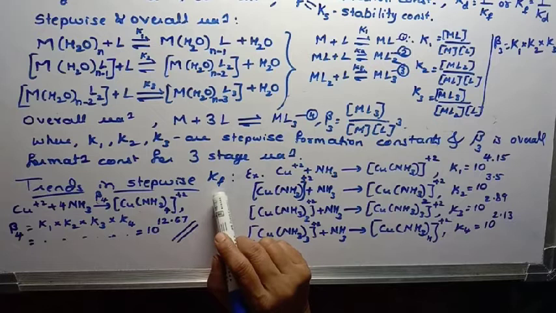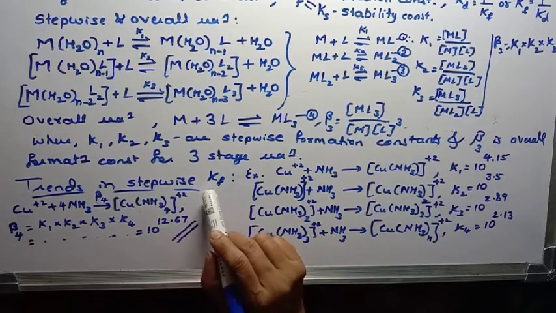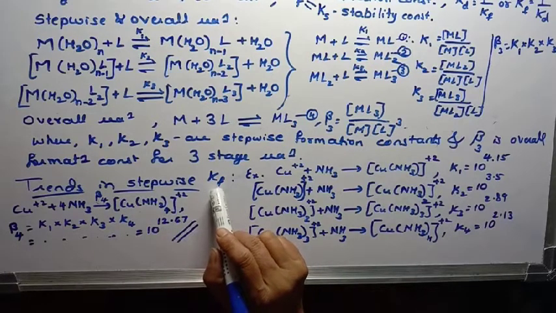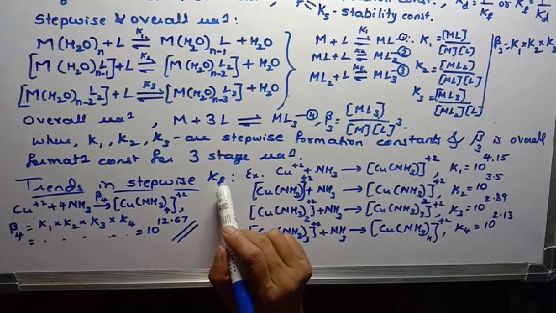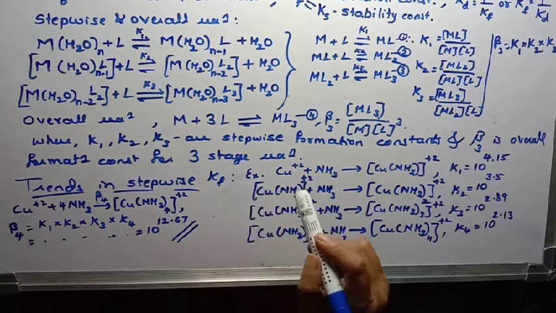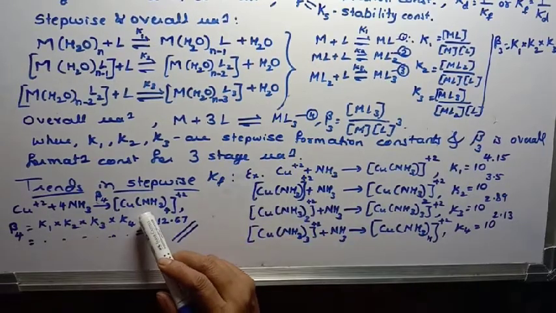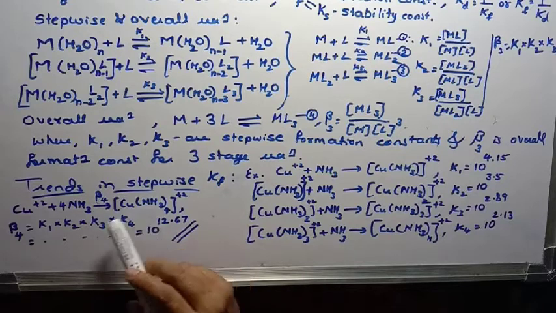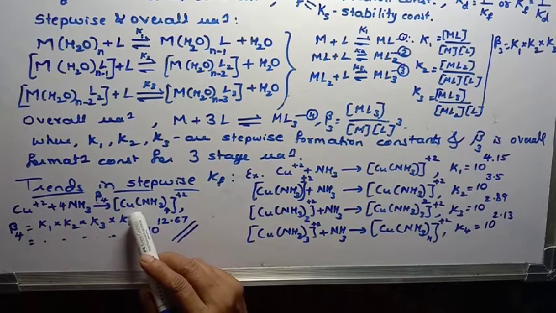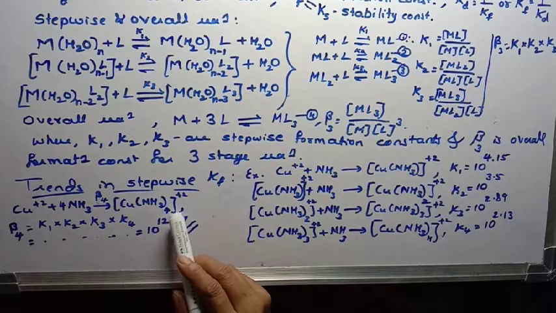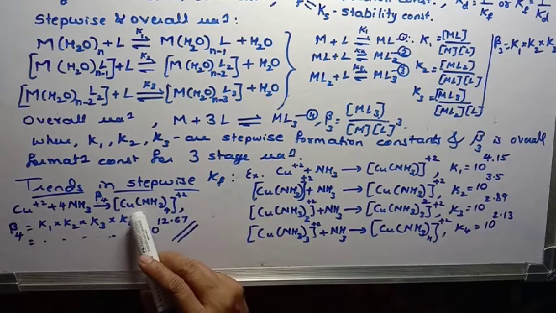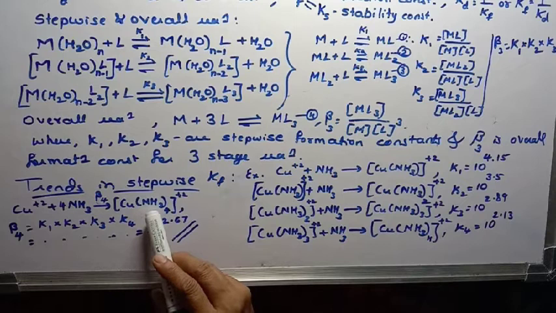formation constants. So trends in the sense, the value of Kf, that means formation constant, decreases in each step. For example, during the formation of this copper amine, that is Cu(NH3)4 2+, that means the copper ion reacts with 4 ammonia molecules.